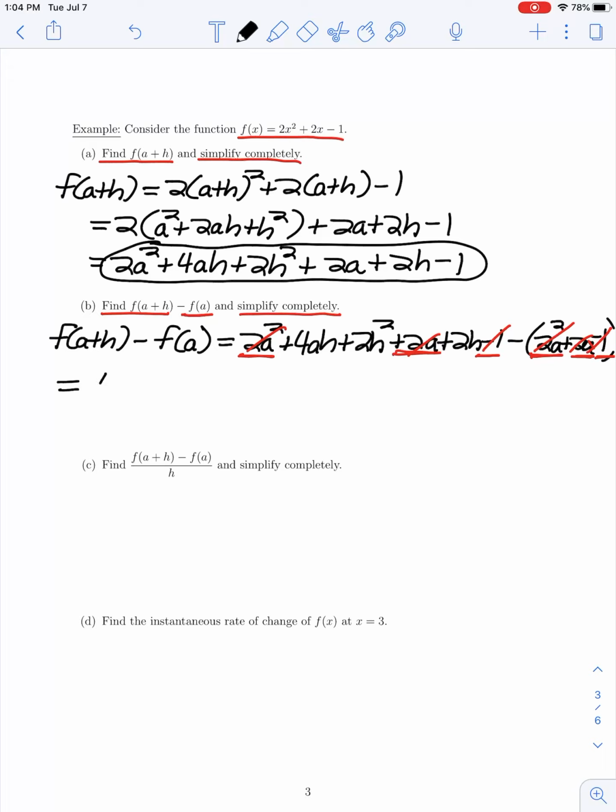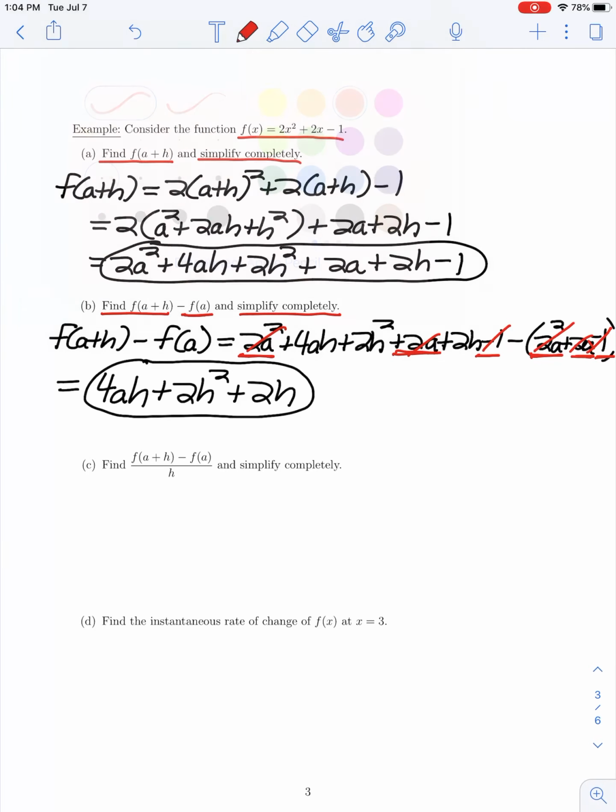And we're left with 4ah plus 2h squared plus 2h, and this would be the expression we were asked for in simplified form. So in part C, we then ask for f of a plus h minus f of a, that is what we just found in part B, all over h, and simplify completely.